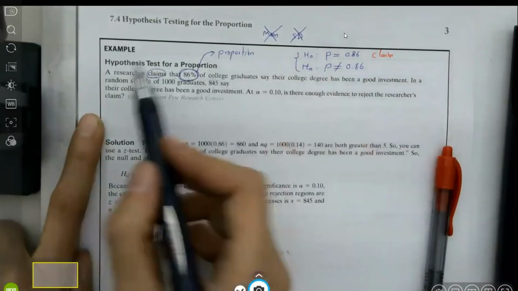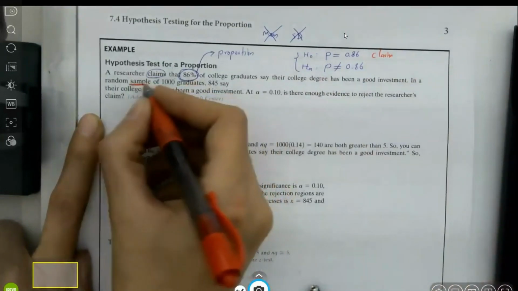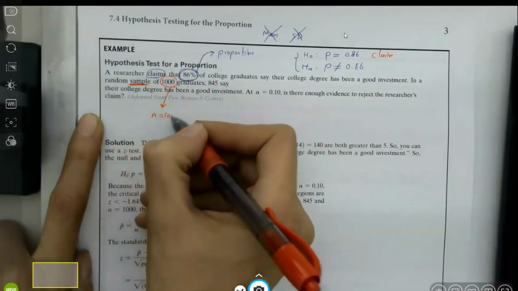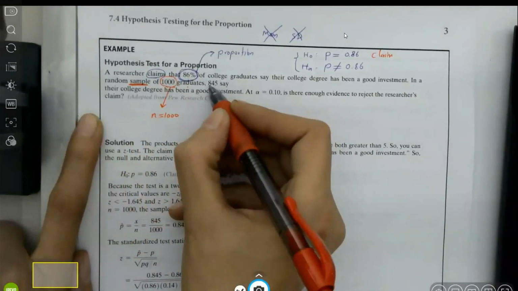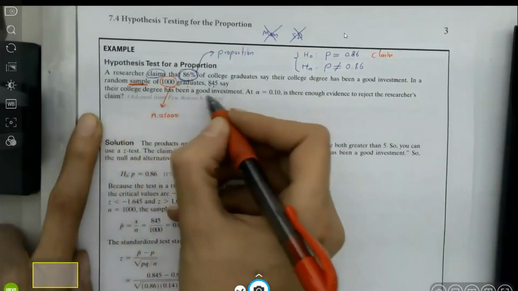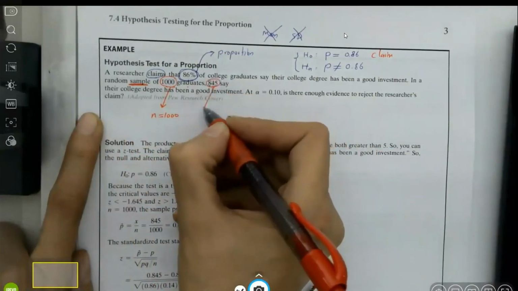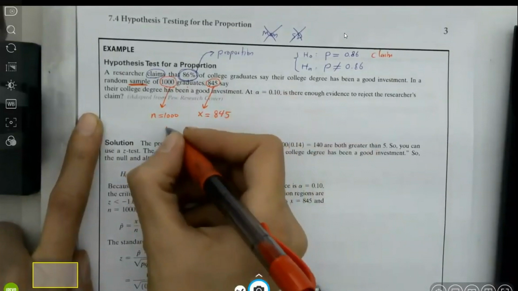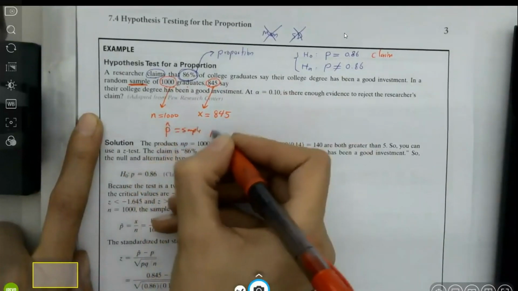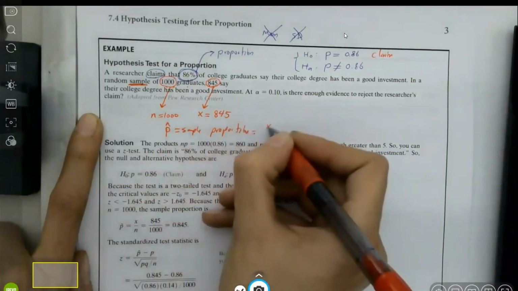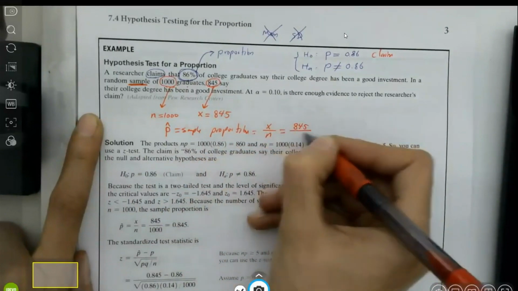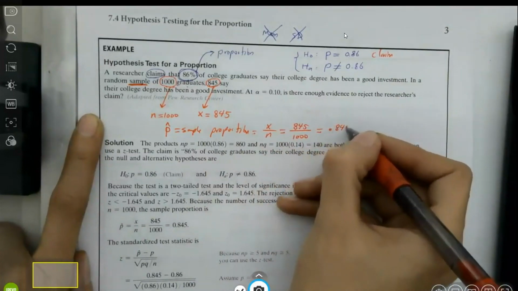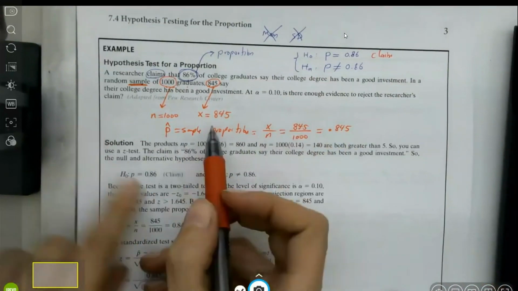Well, in a random sample, okay, our keyword, sample, 1,000 graduates, N is equal to 1,000. 845 say their college degree has been a good investment. 845 is your X. So you can quickly form your p-hat or sample proportion, which says, hey, this is X over N, or 845 divided by 1,000. 0.845. This is your p-hat. We found our p-hat or sample proportion.